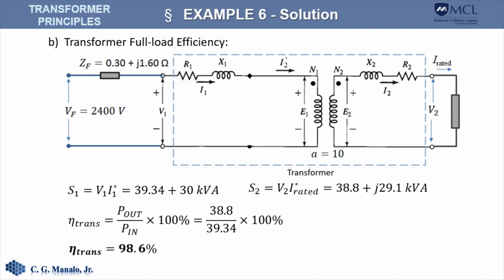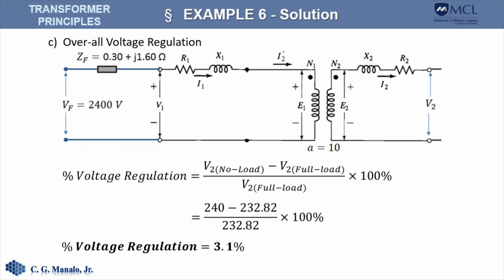So from that, we can get the efficiency of the transformer, the full load efficiency, since it is operating at rated load. So power out over power in. So this is the power out, taken from the output complex power of the transformer, divided by the input power. So that will give us an efficiency of 98.6%.